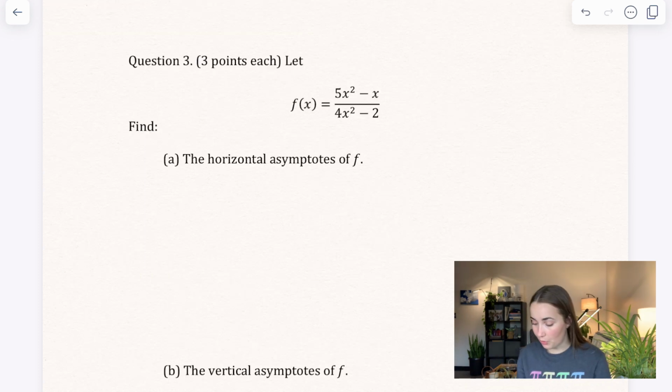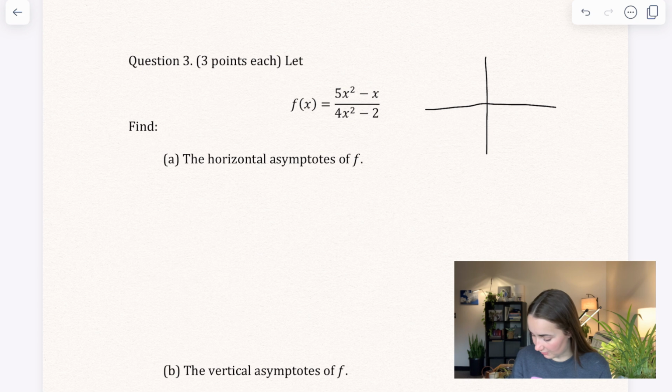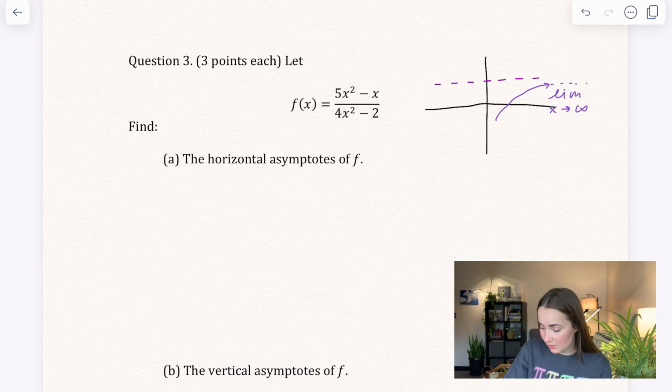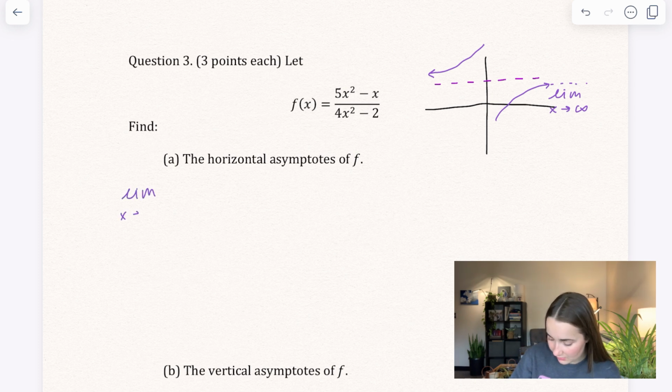Okay, so here we want to find the horizontal asymptotes of f. So the horizontal asymptotes occur at the end behavior, because if I did a little graph right here, let's say we have a horizontal asymptote right here. That means our function is approaching it, and this would be the limit as x approaches infinity, right? Because it goes on forever and ever. So we do the same thing when x is approaching negative infinity as well. So here, let's take the limit as x approaches positive infinity of our function, and the same thing for negative infinity.